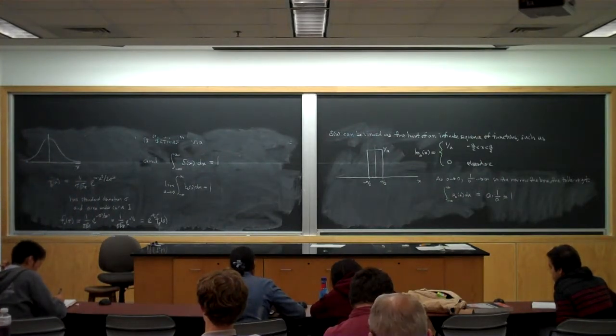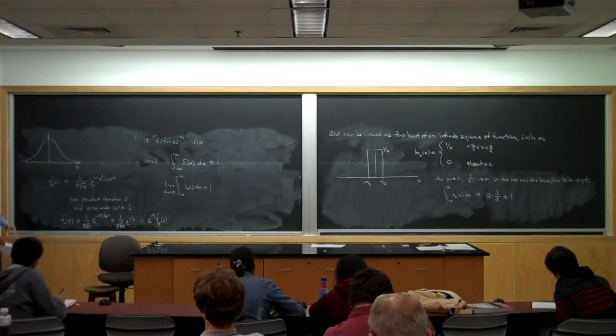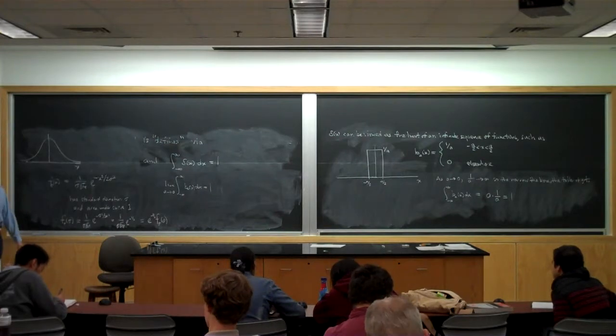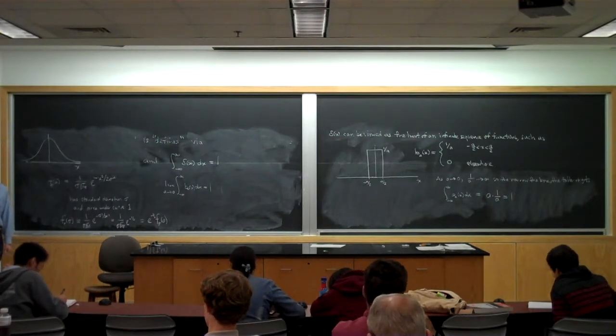So sigma represents a measure of the width of the Gaussian. Let's see, what's e to the minus 1/2? I forget what e to the minus 1/2 is equal to.